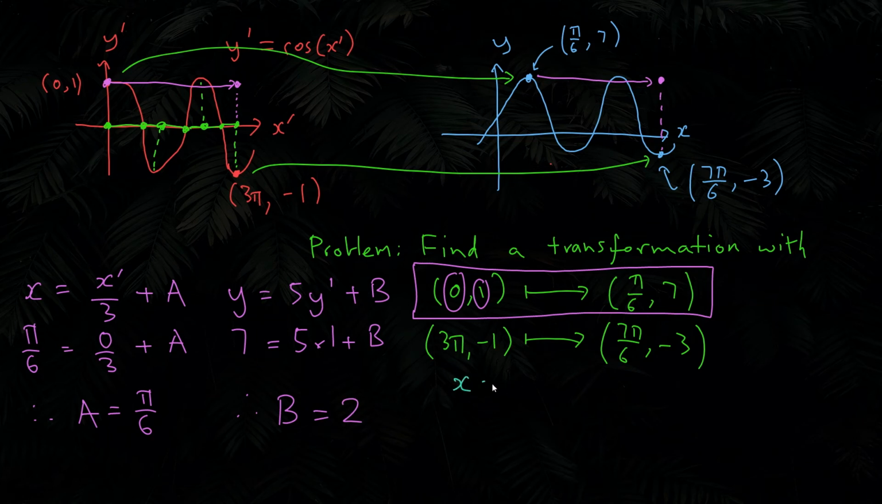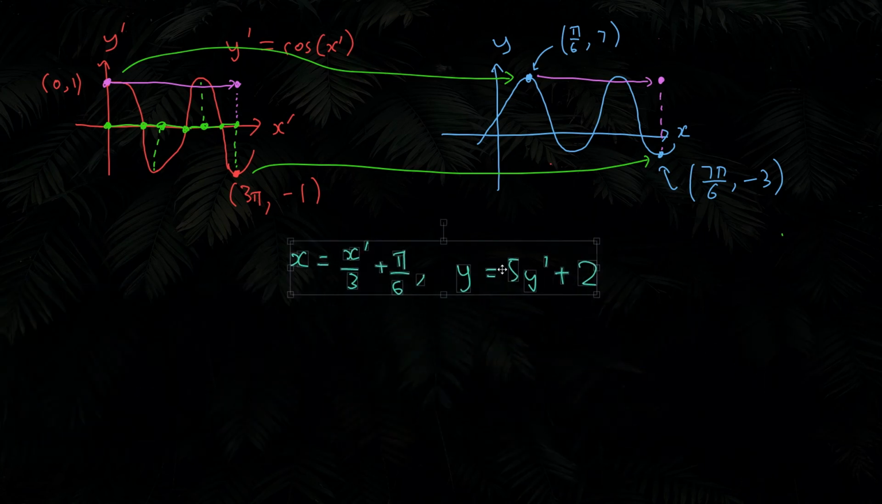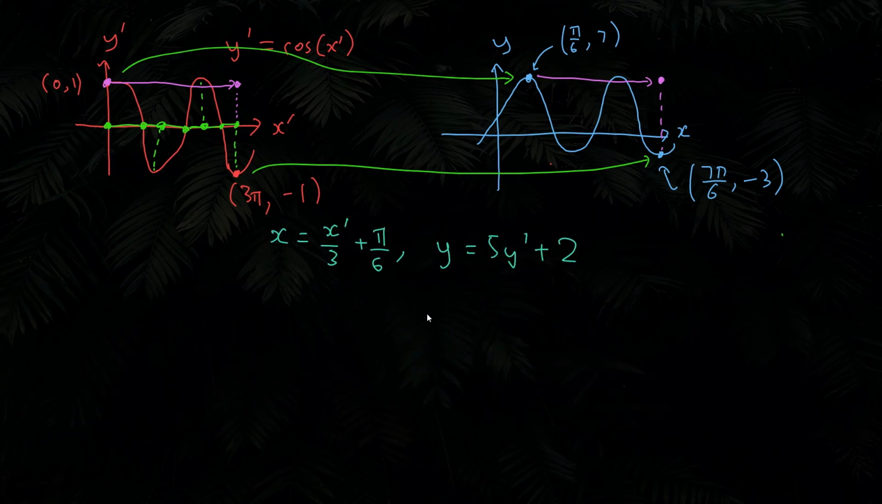We know that x has to be x dash over 3 plus pi on 6, and that y has to be 5y dash plus 2. Okay, so we found a transformation with the desired properties. Here it is. Let's get rid of all this stuff and just keep the transformation. Okay, so at this point we're nearly done.